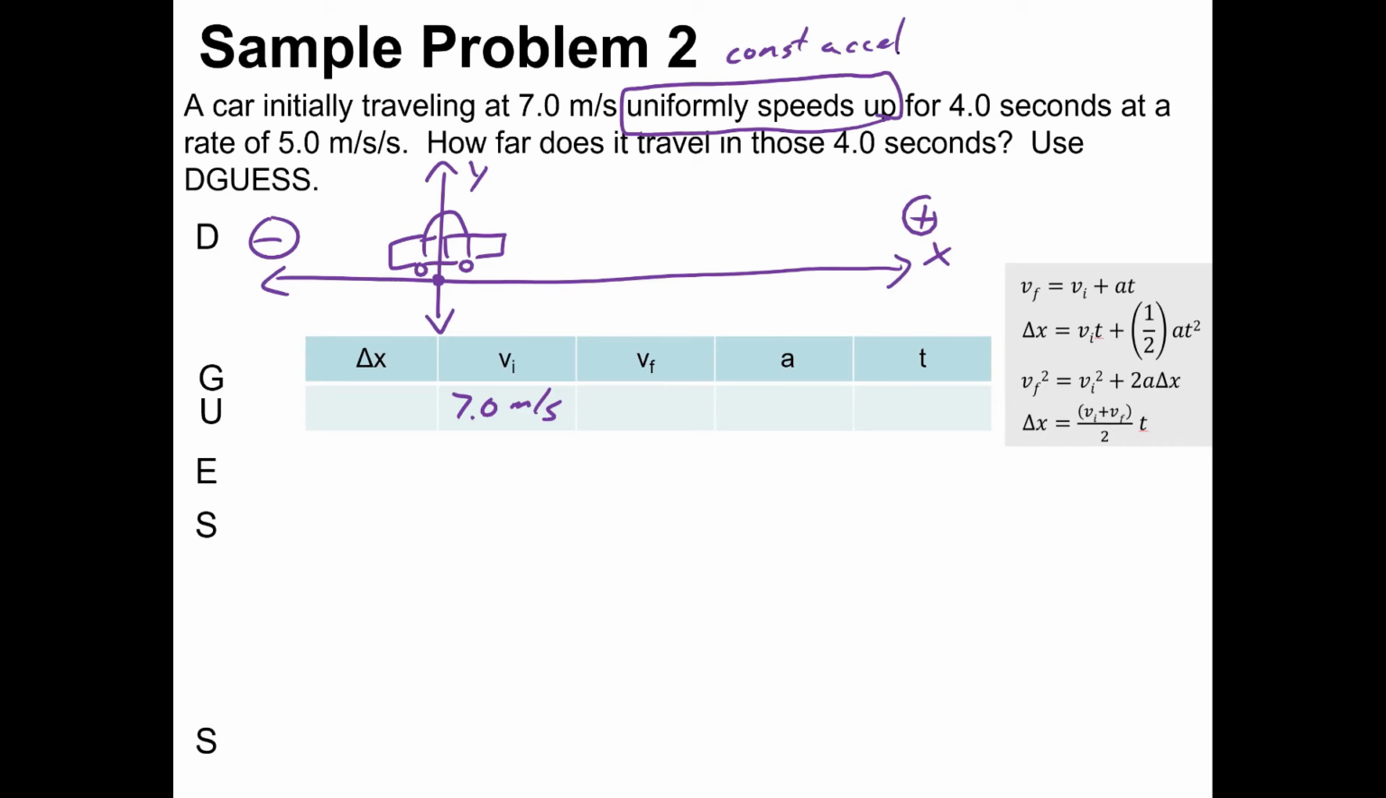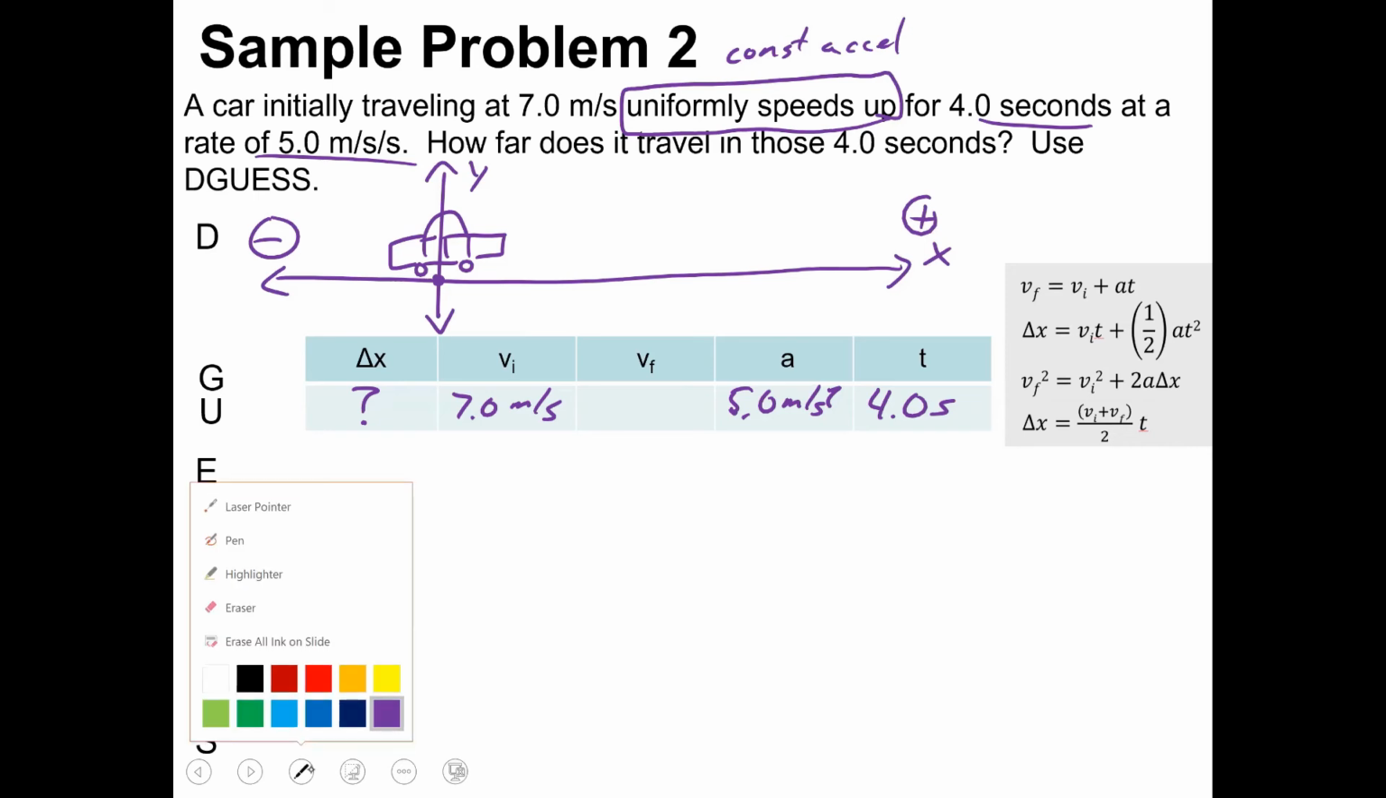For 4.0 seconds, looks like I have a time, change in time, at a rate of 5.0 meters per second squared. That's an acceleration. How far does it travel in those 4.0 seconds? Looks like I'm looking for displacement. So notice again, I have 3 givens, 3 things I know. I have 1 unknown. And so again, I go over here to my equations and I want to figure out which of these equations is going to work for me.